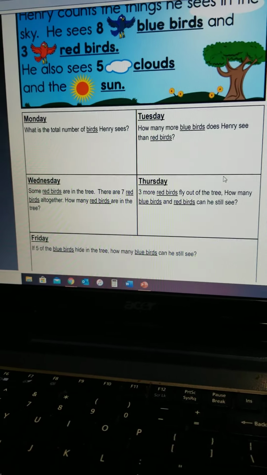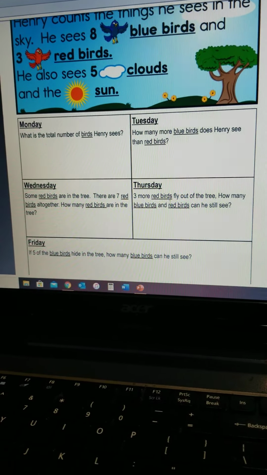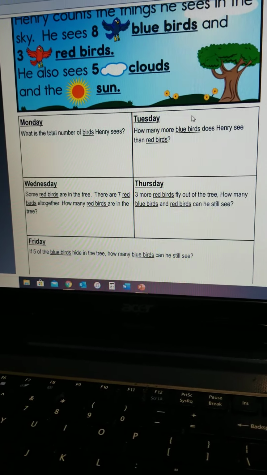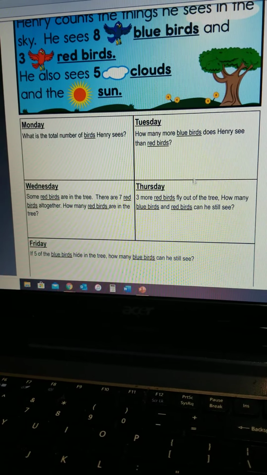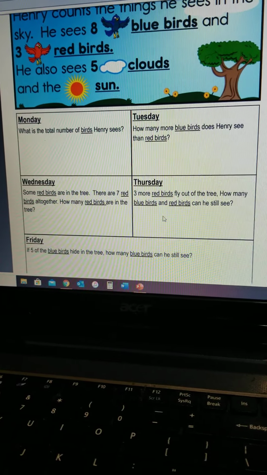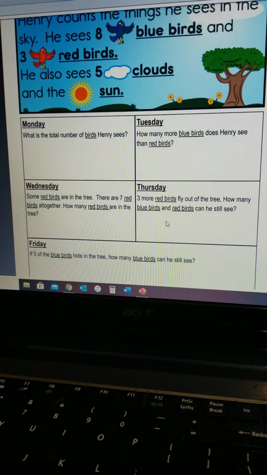Thursday, 3 more red birds fly out of the tree. How many blue birds and red birds can he still see? So you're going to use subtraction and addition for this problem.